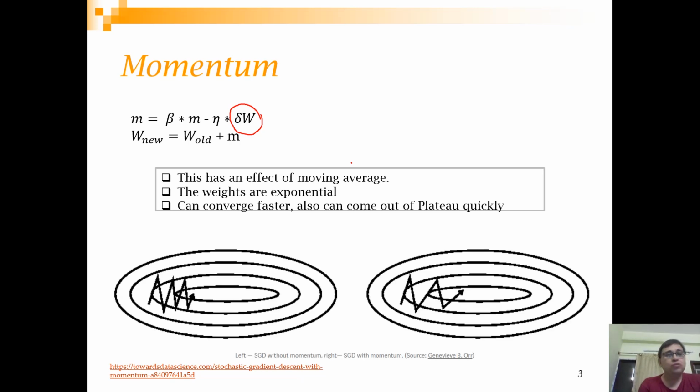All right. So if you compare SGD, stochastic gradient descent, and stochastic gradient descent with momentum, the right side being stochastic gradient descent with momentum, you see that the randomness is lesser and it is converging faster.